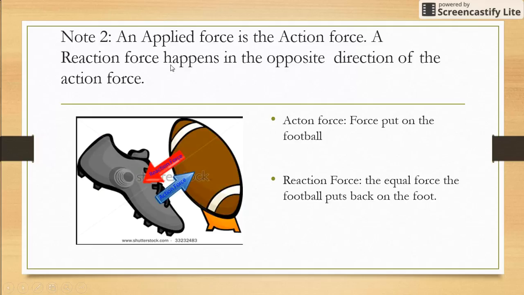Note 2. An applied force is the action force, and the reaction force happens in the opposite direction of the action force. So I know my action force is the force put on the football by the shoe. My action force is the applied force going to the football. But my reaction force is the equal force the football puts back on the foot. So if my action force is the foot to the football, my reaction force is the football back on the foot. This is why sometimes it hurts your foot when you kick a ball because of that reaction force.